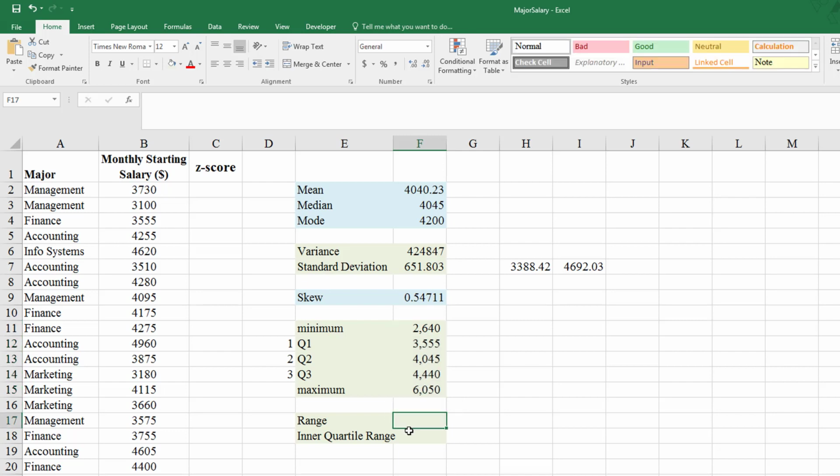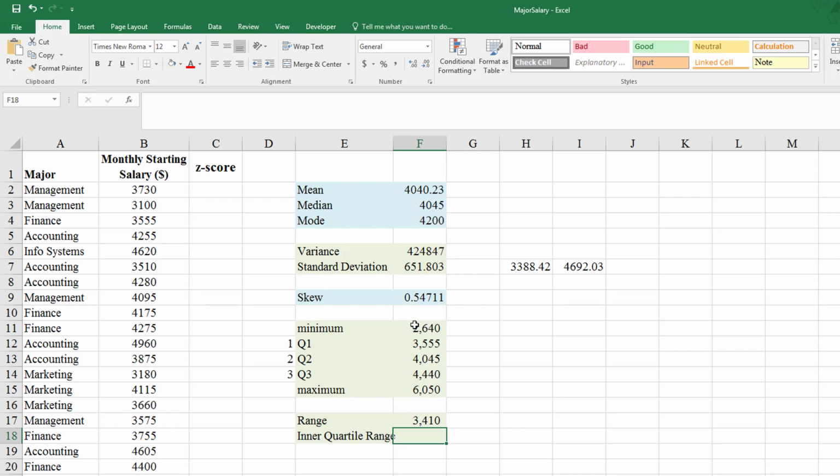Let's calculate the range. I already have the data together to calculate the range. All I need is the maximum minus the minimum, giving me the range. So these monthly starting salaries are all in an interval of length $3,410.